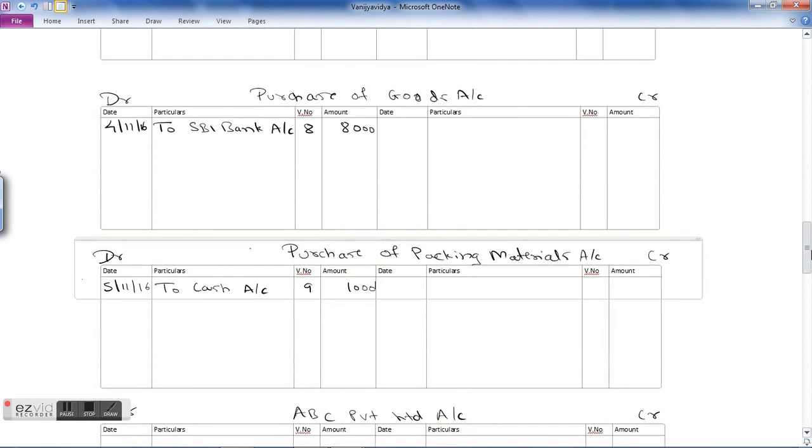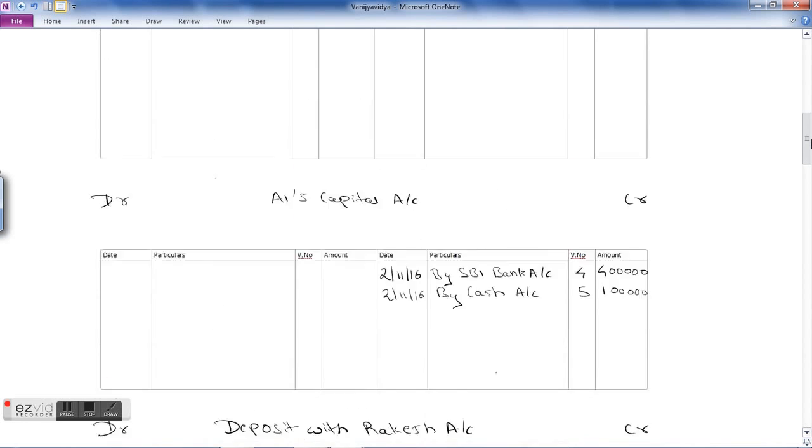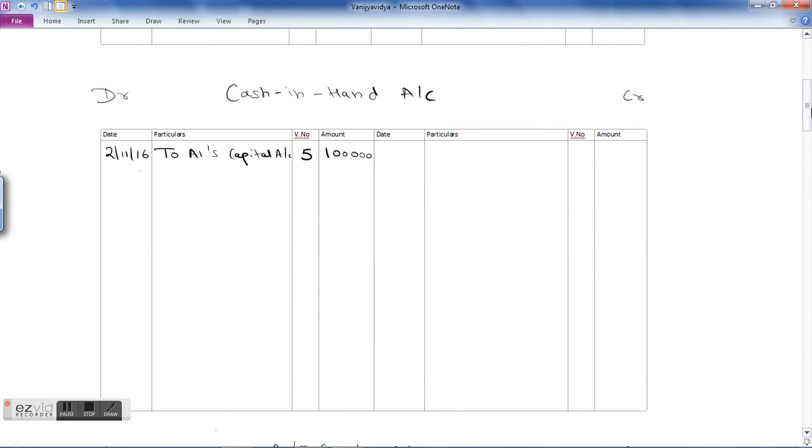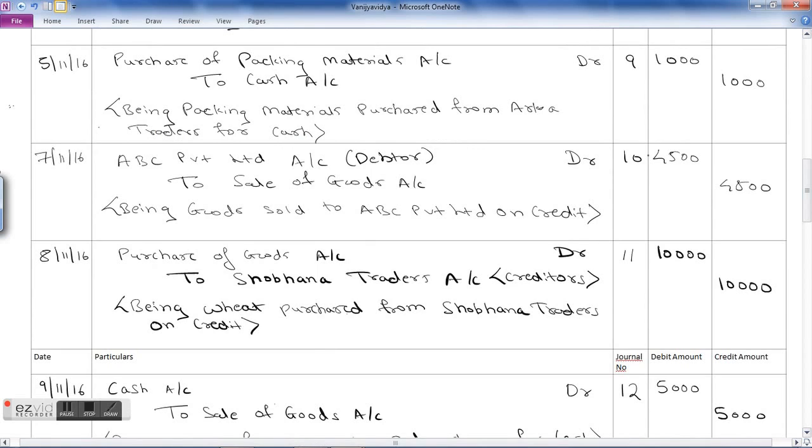Second effect, we'll give it to cash account, cash in hand account. Okay, cash in hand account 5/11/2016 by purchase of packing materials account. Okay, and voucher number is 9, amount is 1,000. Okay, now the next entry, that is entry number 10.